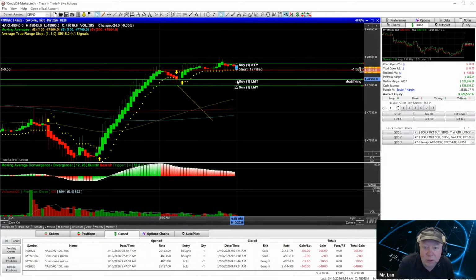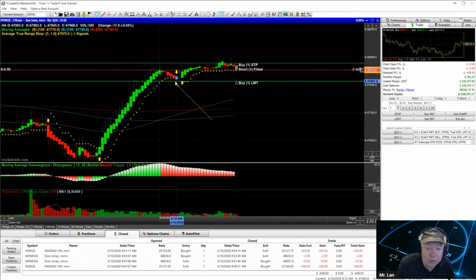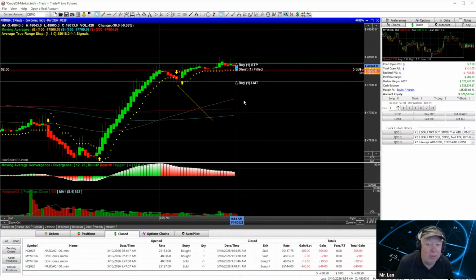I can move these anywhere I want until when it's closed. There we go. So I can line it up with that area of support and say, if it comes down, test that area of support, take my profits. So that's kind of the game that you play.